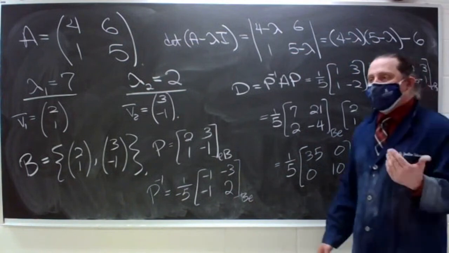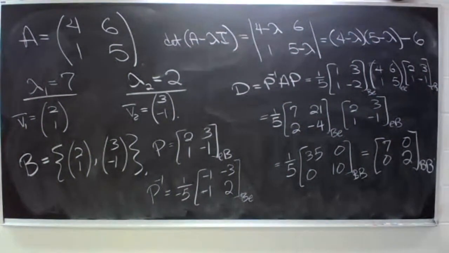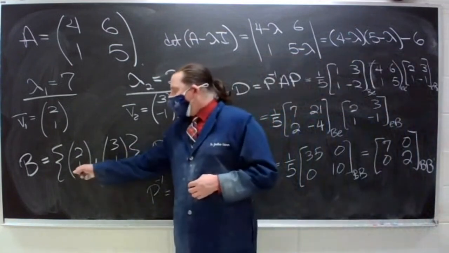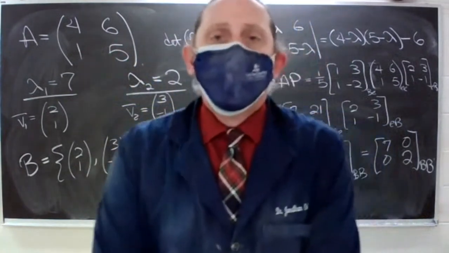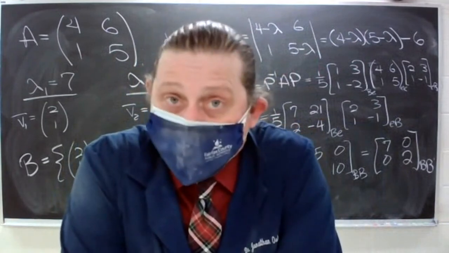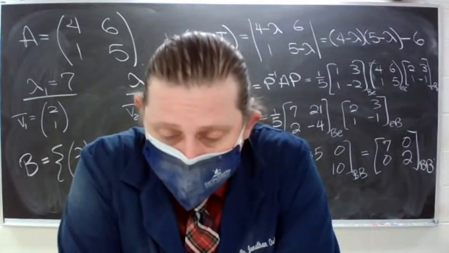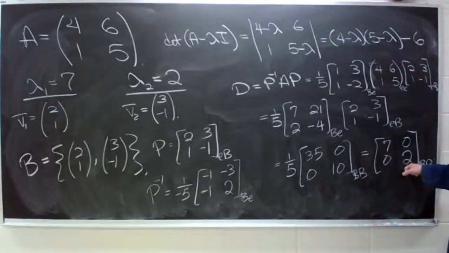There we have diagonalized matrix A by changing it to a basis consisting exclusively of eigenvectors of this matrix. Notice that it is a diagonal matrix with the eigenvalues of the matrix on the diagonal. Matrix A is similar to this matrix.